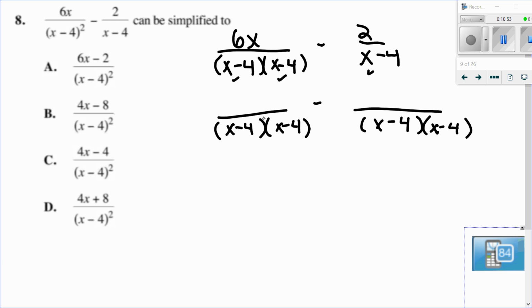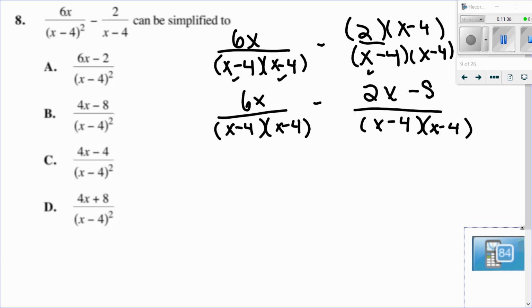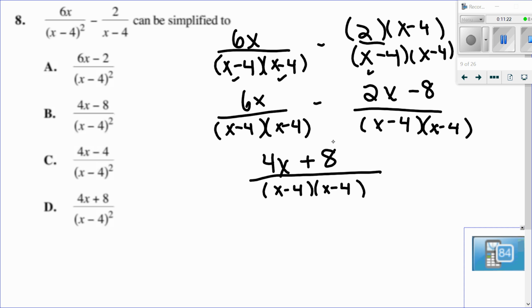Now the denominator is the same for the first one, so it stays as 6x. To make these the same, I multiply top and bottom by x minus 4. So 2 times x and 2 times negative 4. Now that the denominator is the same, I can combine them as one fraction. I do 6x take away 2x is 4x, and take away negative 8 is a positive 8.